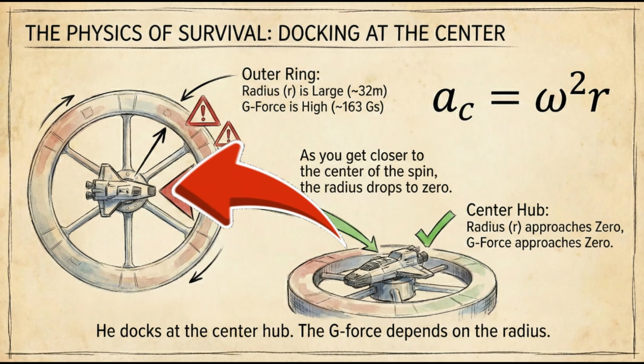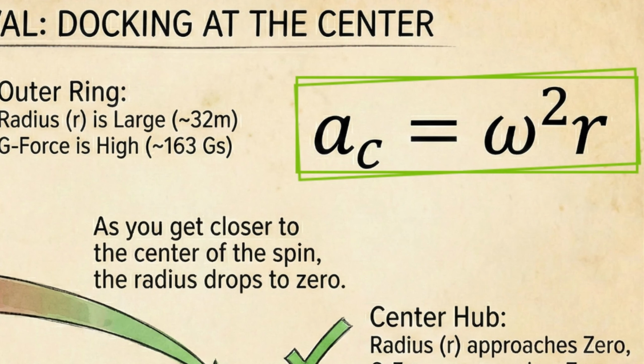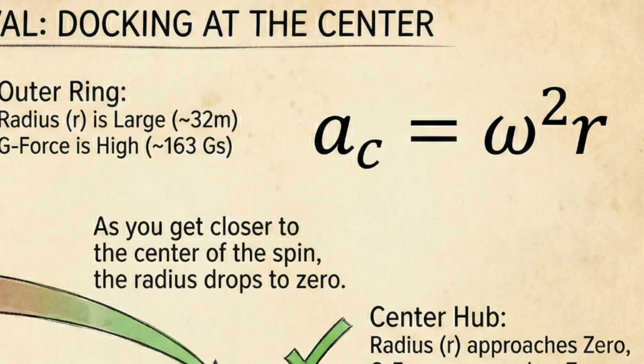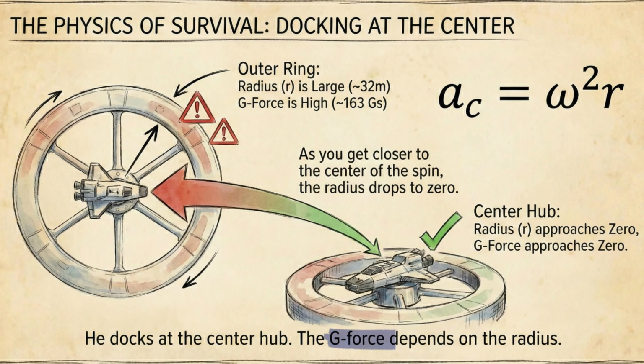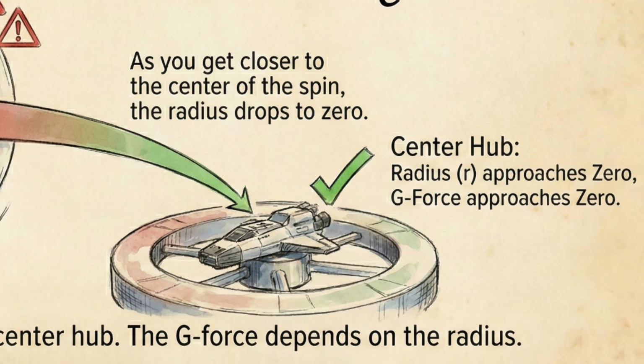So how does he survive? He docks at the center hub. Look at the formula again. a_c equals omega squared r. The g-force depends on the radius, r. As you get closer to the center of the spin, the radius drops to 0. At the exact center axis, the g-force drops to 0.